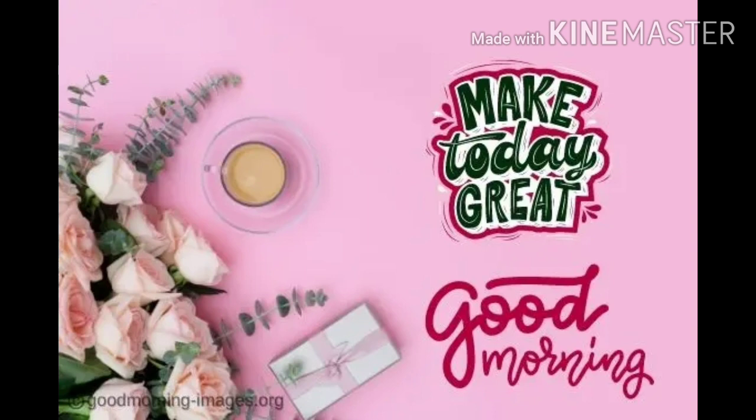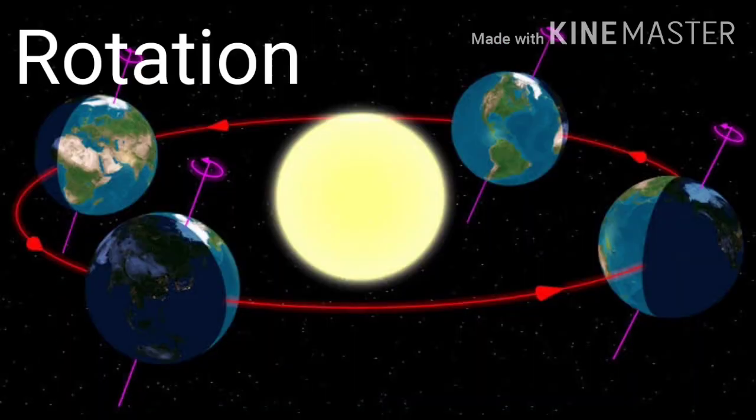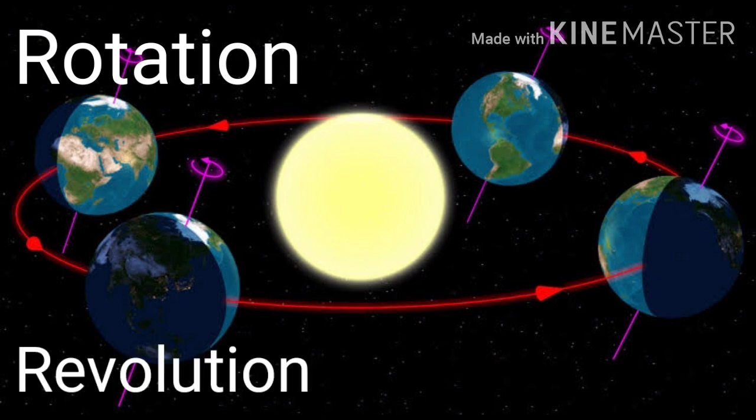Okay, let's go into the class now. Last video you came to know about rotation, or the movements of the earth. There are two types, that is rotation and revolution. Rotation is the spinning of the earth around its axis from west to east, that is one direction. It takes 24 hours for the earth to complete one rotation and it causes day and night. You all came to know about rotation, right?